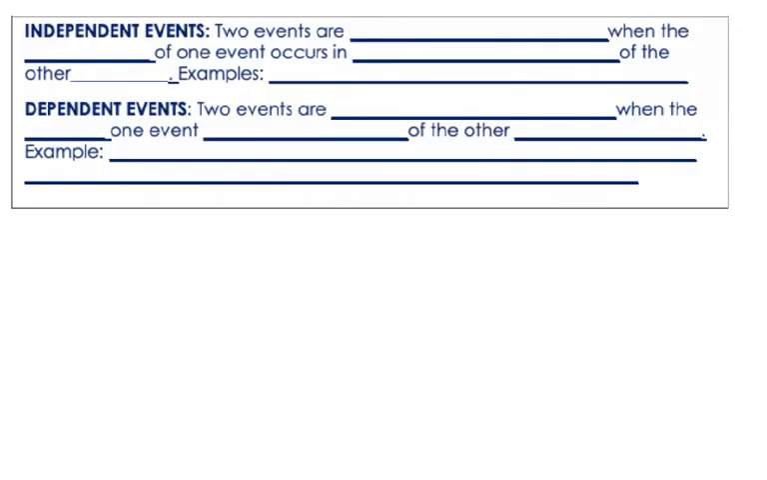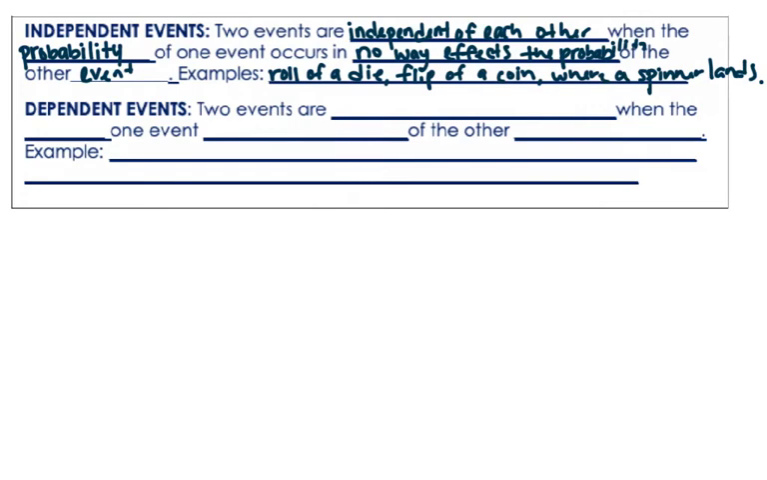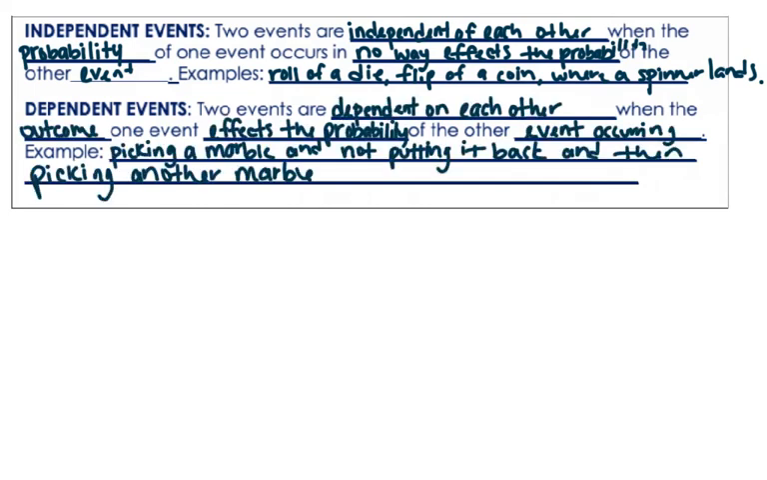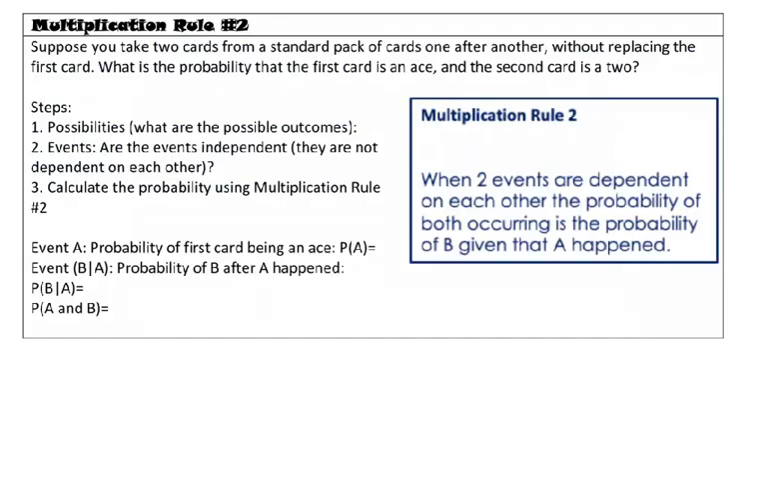Okay, so let me go into detail about what I mean when I say an independent and a dependent event. Two events are independent of each other when the probability of one event occurring in no way affects the probability of the other event. Examples: roll of a dice, flip of a coin, where a spinner lands. Two events are dependent on each other when the outcome of one event affects the probability of the other event occurring. Example: if I pick a marble out and I don't put it back and then I pick a second marble out, the bottom number of the fraction is going to change.